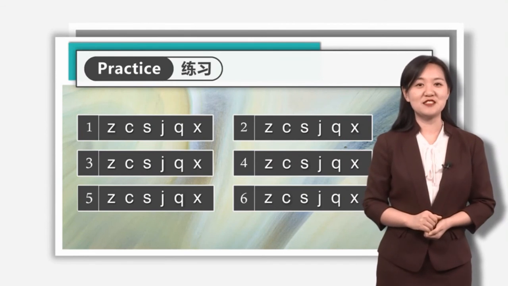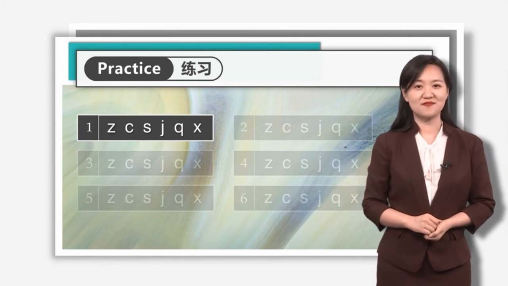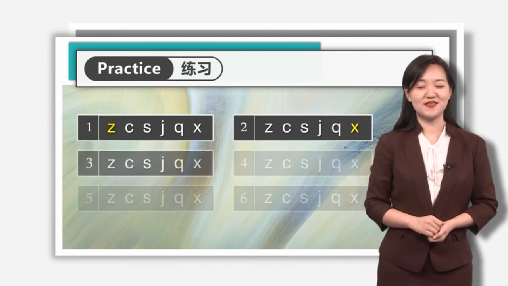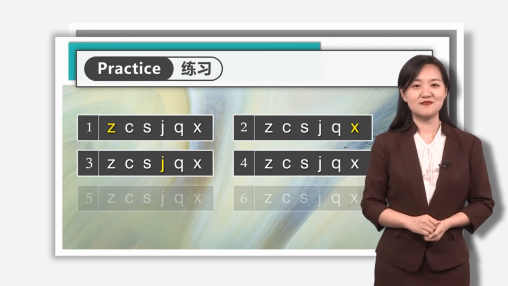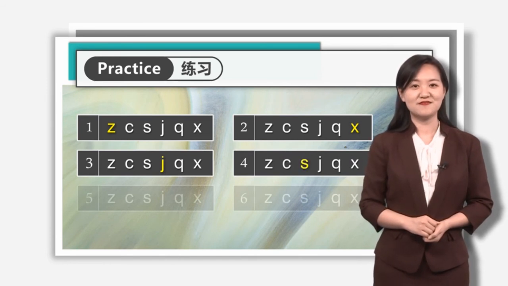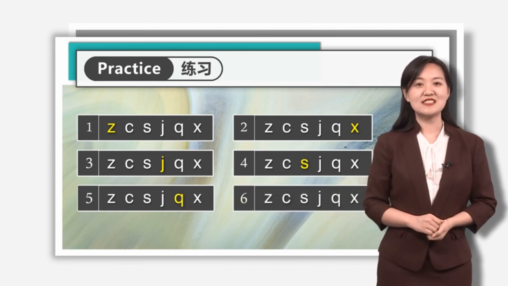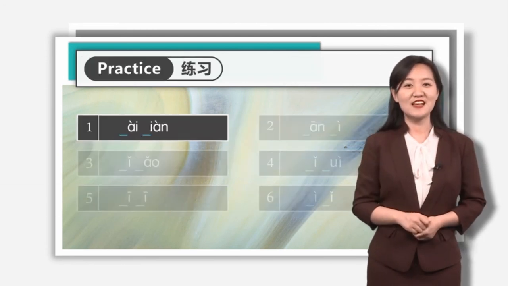Now please listen and choose the right initial according to what you hear. 1. 滋, z. 2. 西. 3. 鸡. 4. 思. 5. 6. 吃. Good job. Next practice.